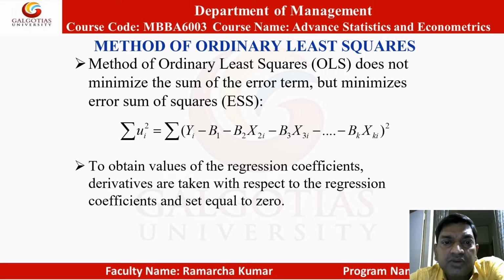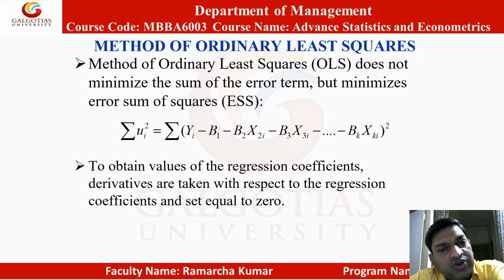So it is not minimizing the sum of the error term, because if you are minimizing the sum of error term, then the sum will typically be 0. Some will be positive, some will be negative. So overall, if you add, you will get 0. But if you square it, negative terms become positive, and you minimize the error sum of squares, ESS.